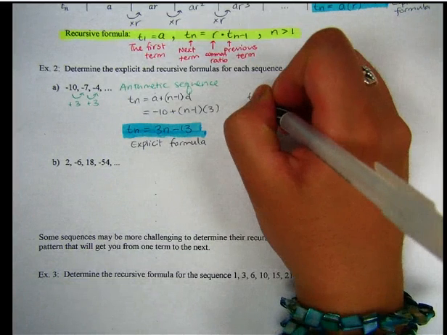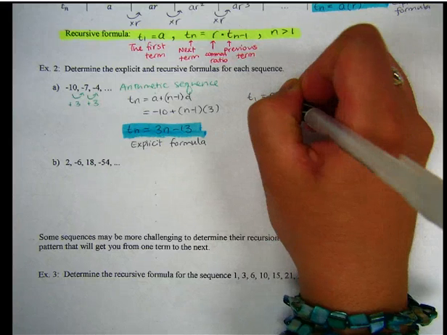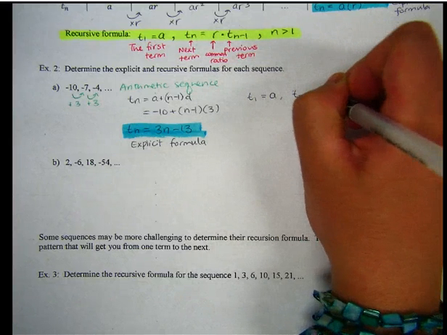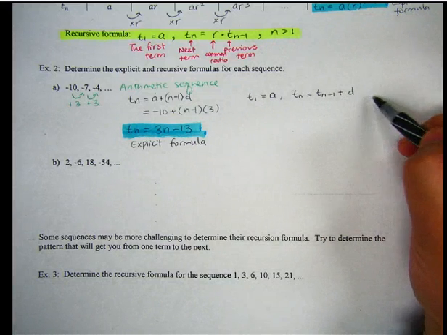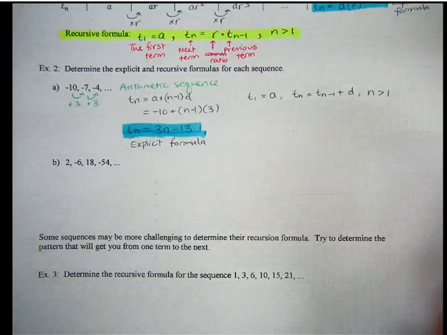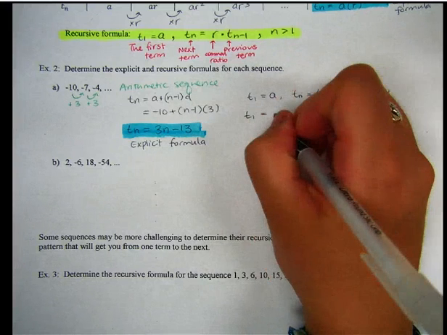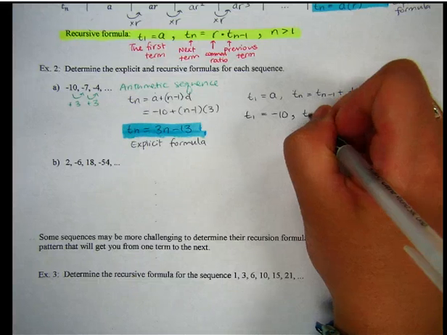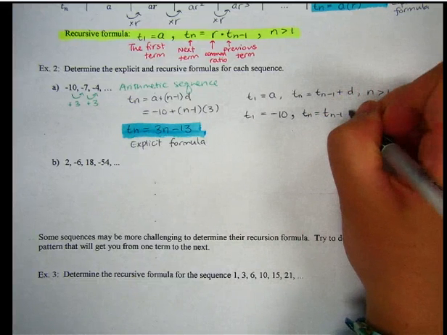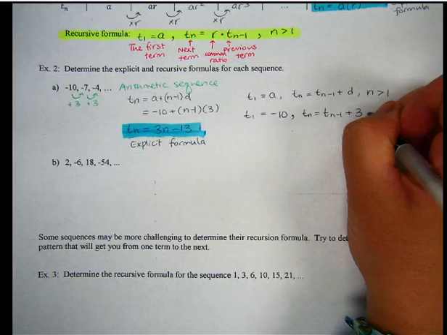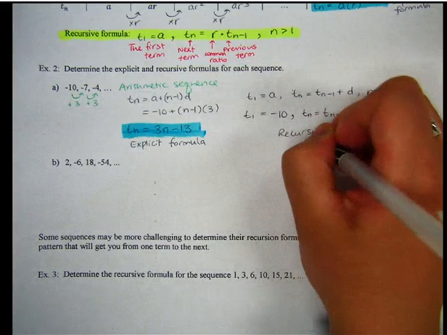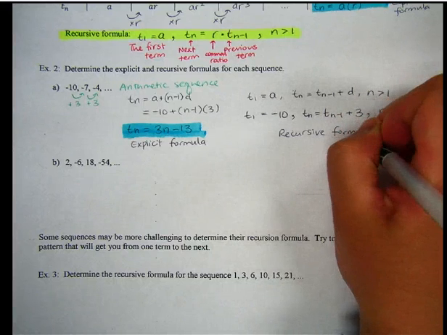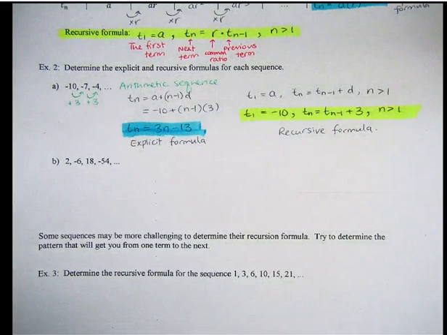Refer back to the bottom of page 1 if you need to. The recursive formula for an arithmetic sequence is t1 equals a, and tn is equal to tn minus 1 plus d. So the next term is equal to the previous term plus the common difference. N is greater than 1. So just plug in everything and you're done. So t1 equals negative 10. Tn is equal to tn minus 1 plus the common difference 3. N is greater than 1. And that gives us our recursive formula. All right, feeling good? Let's try the next example.